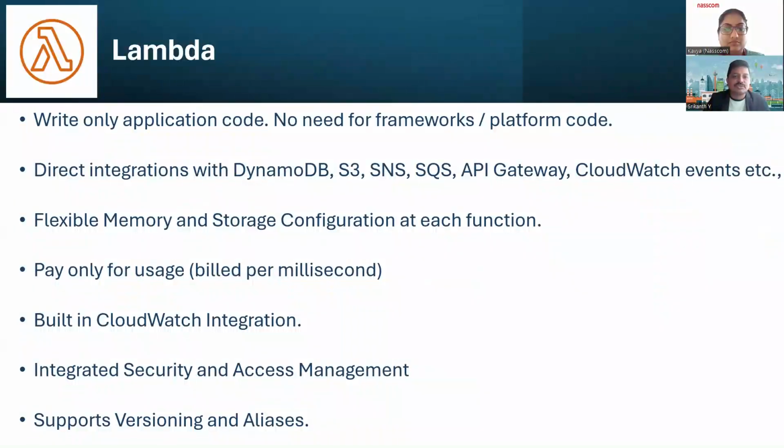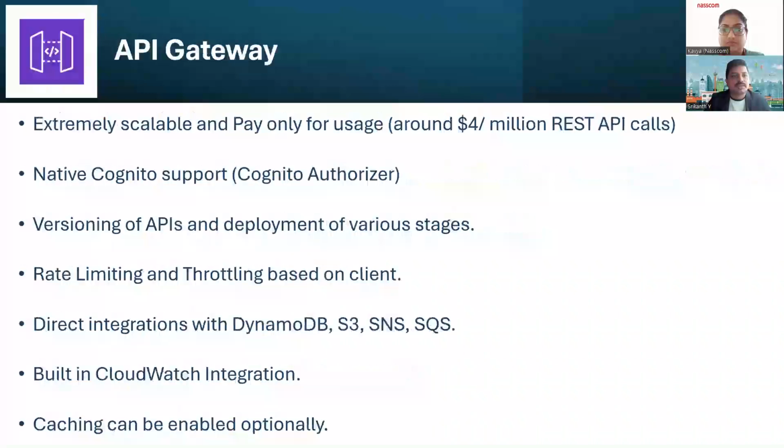Lambdas are what we use for compute. So any application code is written in Lambda. We write our Python code, and our Next.js code for our websites is all written in Lambda. So there is no need for any frameworks or platform code here. It has direct integrations with many of the other AWS components. And we spoke about pay-as-you-go. It is billed per millisecond and comes with a lot of security and access management built in. So very cool, that is a solution component that you can rely on.